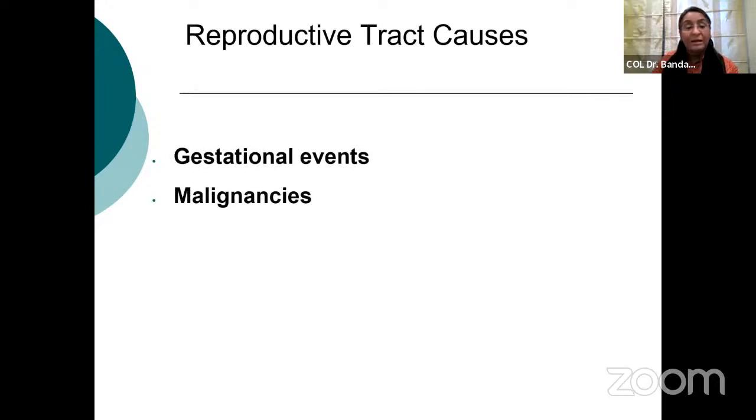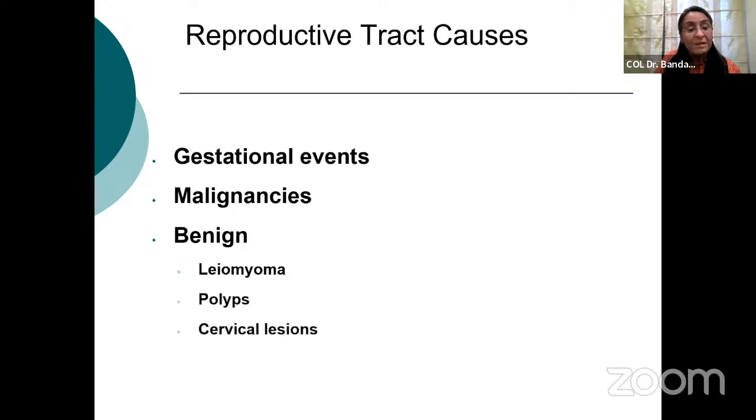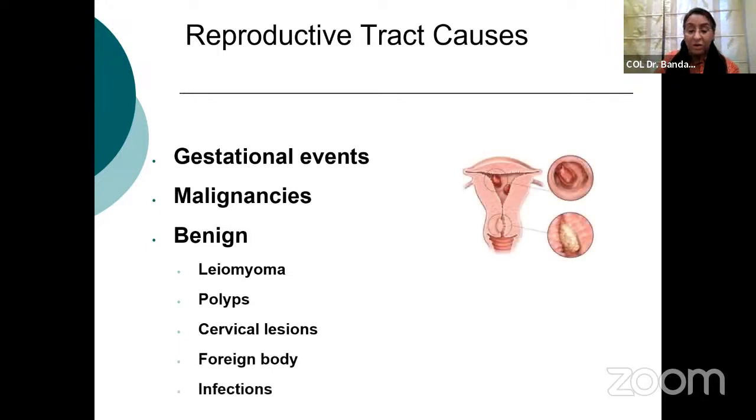Gestational events, malignancies and benign lesions. So we've already spoken about the reproductive events. Then there are malignancies also, and there are benign lesions which can cause abnormal uterine bleeding. The benign lesions can be fibroids, they can be polyps, there can be cervical lesions, that means cervical erosion. Cervical lesions could be benign cervical lesions like hypertrophy at times with an infection of the cervix. Then foreign body, as I've already mentioned. Next is infections. So here we see a uterus with some polyps, a polyp which is seen here and here. So these also cause abnormal uterine bleeding.